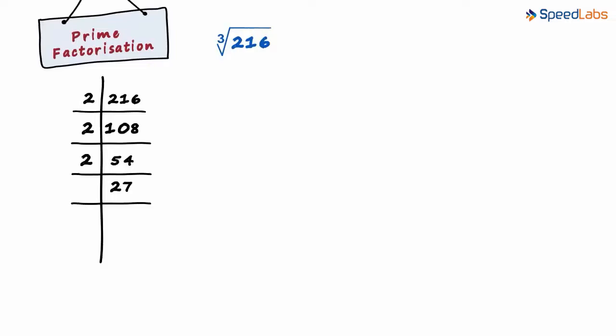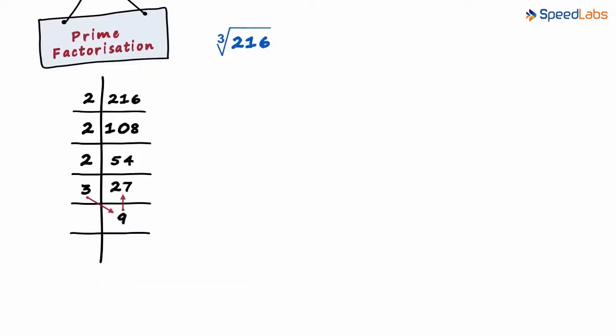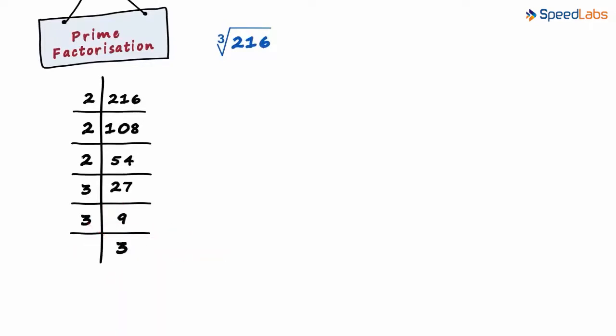Now the prime number that is a factor of 27 is 3. So we write 3 here. 3 multiplied by 9 equals 27. And we know that 9 equals 3 multiplied by 3. This is where we stop. We stop when we see a prime number here. So we have reduced 216 into its prime factors.